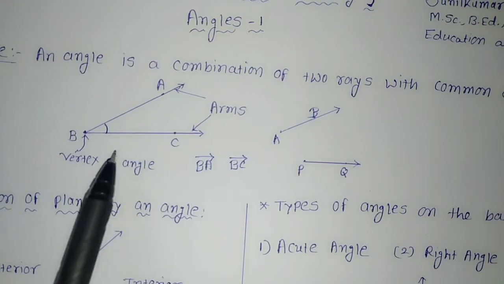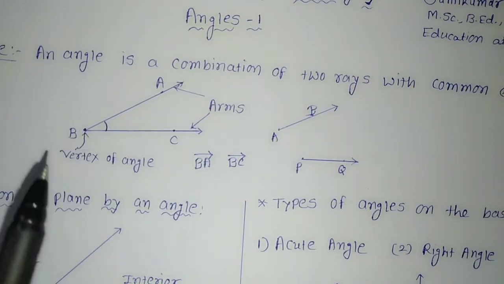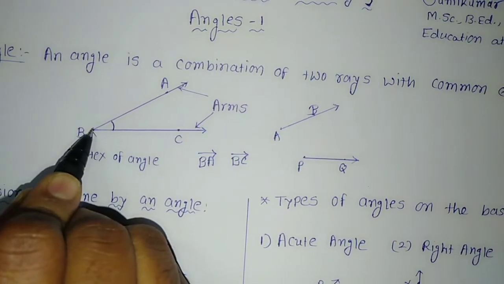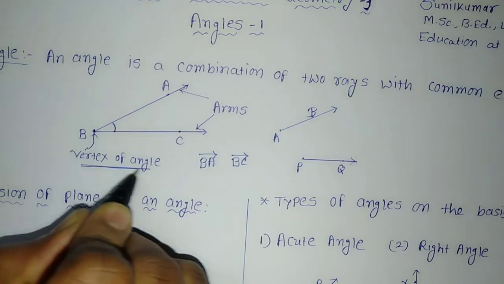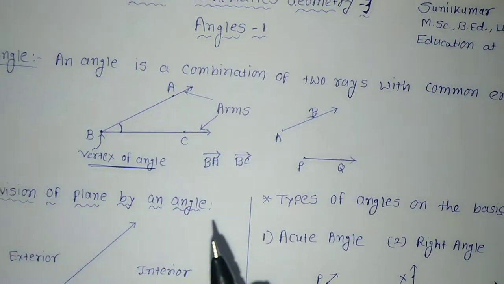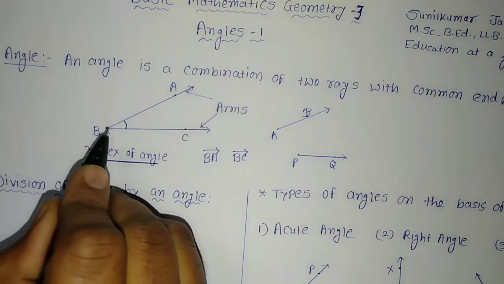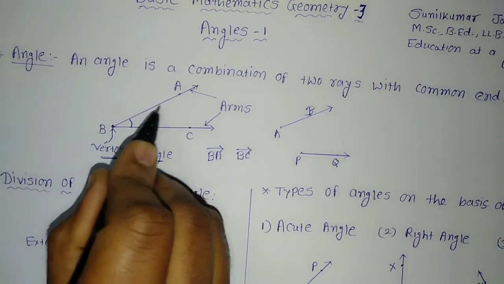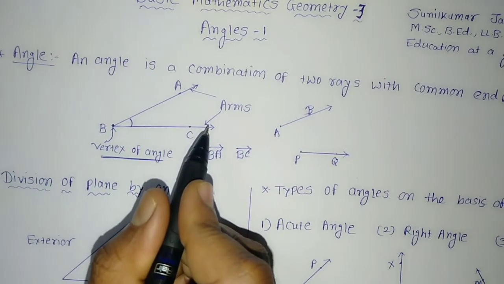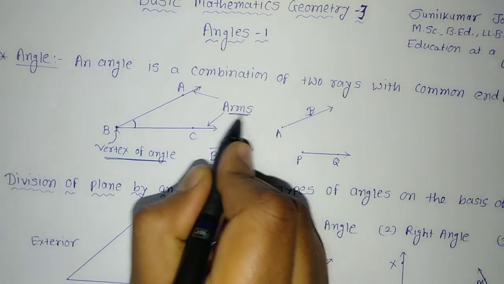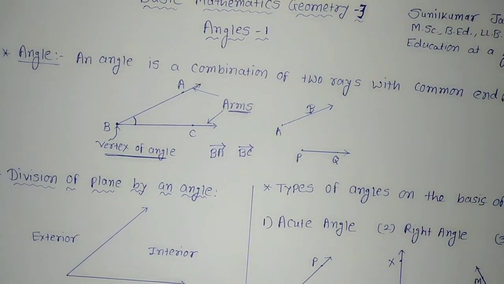Now let us try to understand the parts of the angle. Two things are there in this angle. Here you can see the angle is a combination of two rays having a common endpoint. So this common endpoint, point B, is called the vertex of the angle. Remember that. The common endpoint which forms the angle is called the vertex of the angle, and the two rays, ray BC and ray BA, which form the angle are called the arms of the angle. Sometimes they are also called legs, but normally we use the term arms.